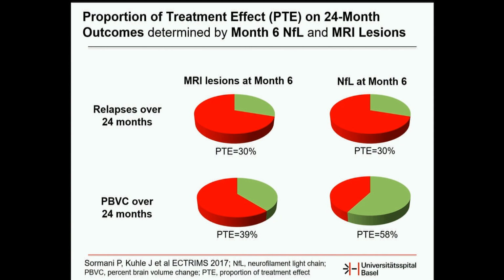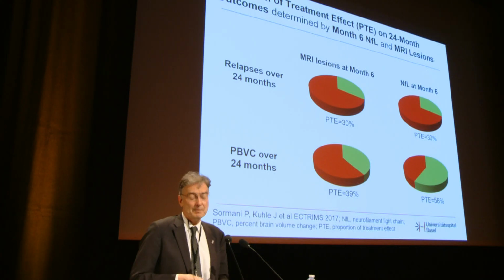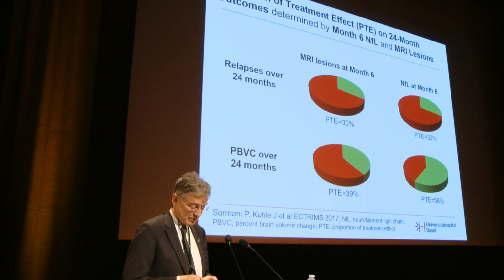which is the proportion of treatment effect that you can explain by the marker after 6 months. And you see regarding relapses, it is nearly identical. The percentage is the same as with MRI lesions, 30%. Regarding percent brain volume change over 24 months, you see that the part that is predicted by neurofilament levels at 6 months is clearly higher. And this is perhaps interesting, that we may add something to what MRI is able to tell us, if this, of course, is supported by further studies.